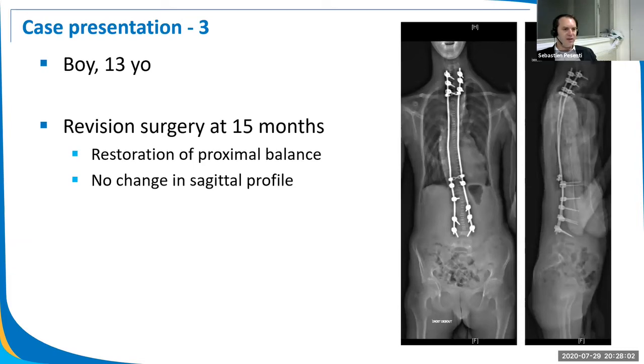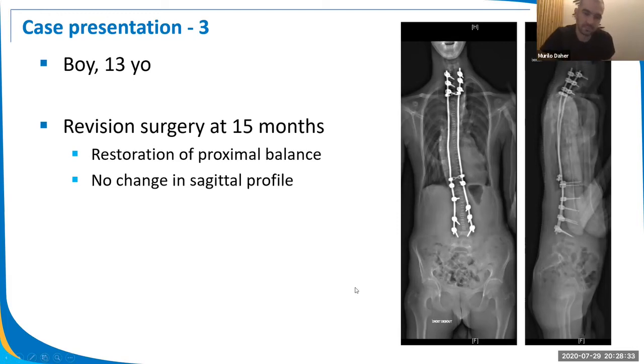We believed that it was not necessary to keep the bands, and once the band was passed the first time 15 months earlier, it's quite difficult to put new ones. But anyway, we didn't choose this option, and we put screws at the top, and you can see that with a more rigid fixation at the top, we were able to restore the proximal alignment of the spine.